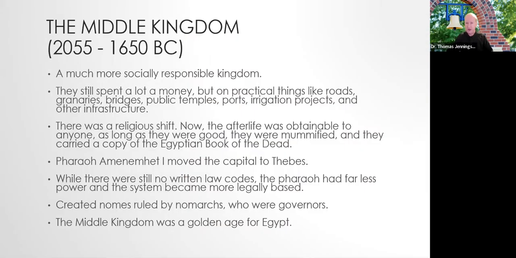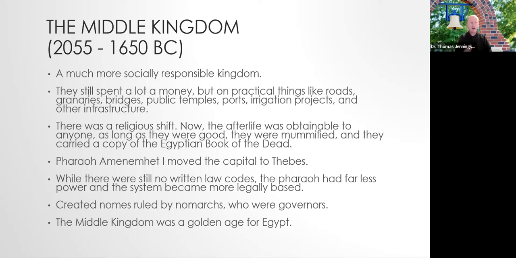Okay, so this is a much more socially responsible kingdom. A lot of people call this the Golden Age of Egypt. Now, they're still spending a lot of money, but the big thing you'd notice about the Middle Kingdom is they're spending on practical things: roads, granaries, bridges, public temples, irrigation projects, ports, infrastructure that mattered and benefited everyone and improved the civilization. There's also a big religious shift at this time.